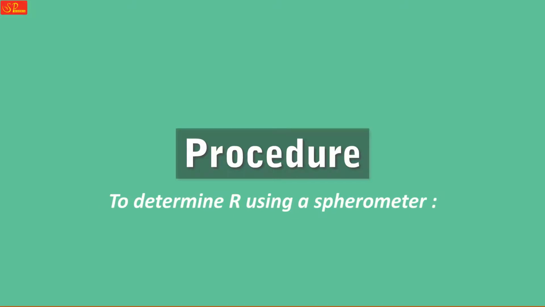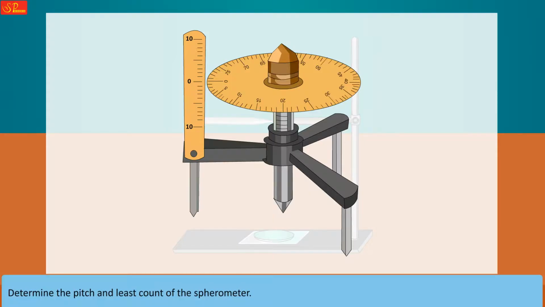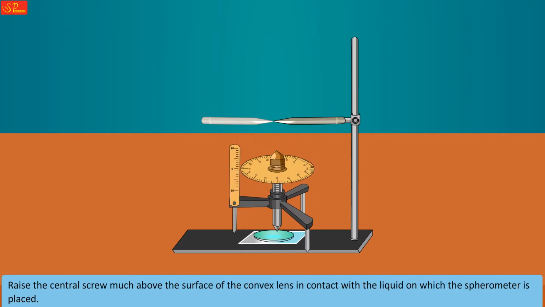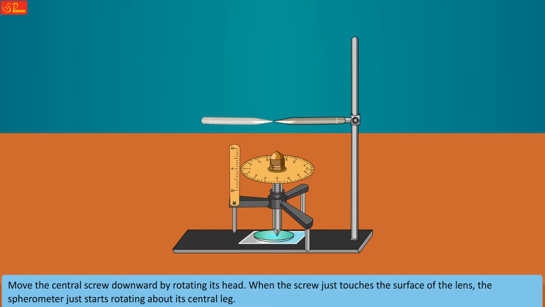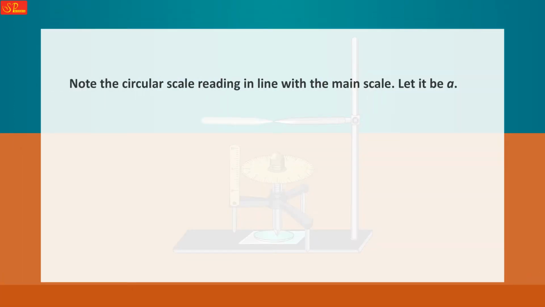To determine r using a spherometer, determine the pitch and least count of the spherometer. Raise the central screw much above the surface of the convex lens, in contact with the liquid, on which the spherometer is placed. Move the central screw downward by rotating its head. When the screw just touches the surface of the lens, the spherometer just starts rotating about its central leg. Note the circular scale reading in line with the main scale.